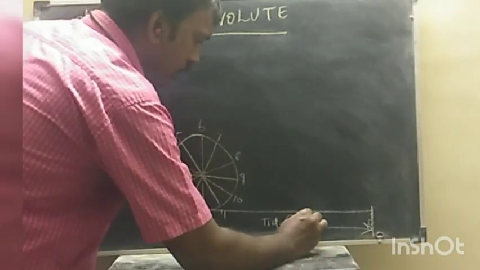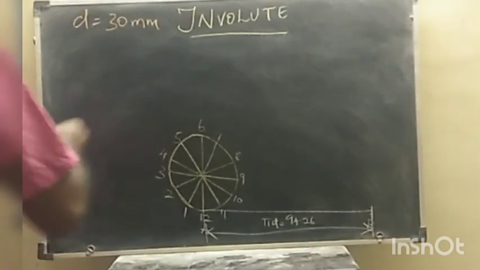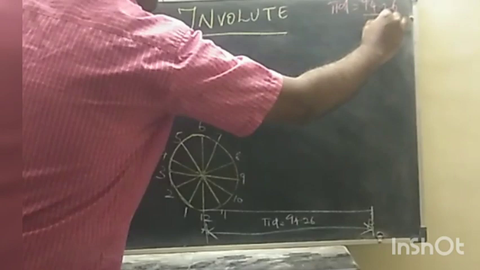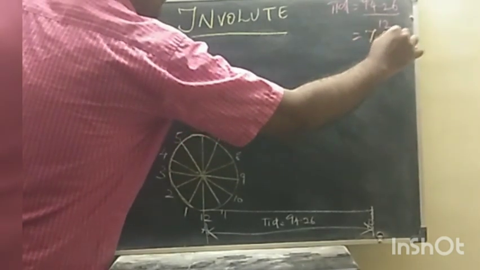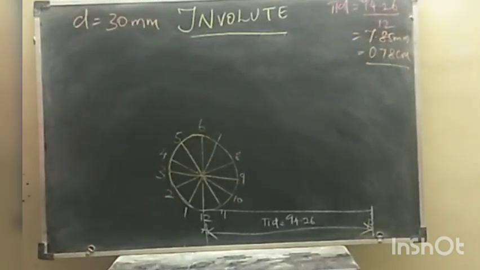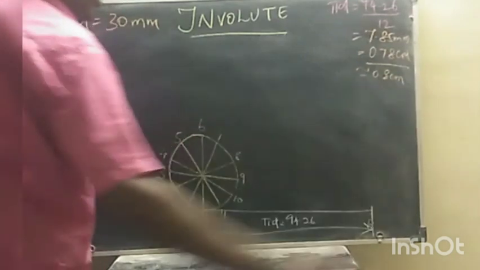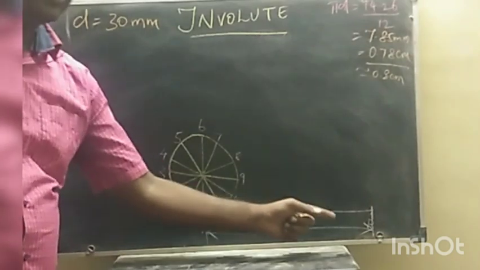The value we get for pi d is 94.26 mm. If I divide this value into 12 divisions, we get 7.85 mm, or 0.78 centimeter. Since it is greater, I will take it approximately as 0.8. If I divide this line AB into 12 divisions of 0.8 centimeter, what happens now?